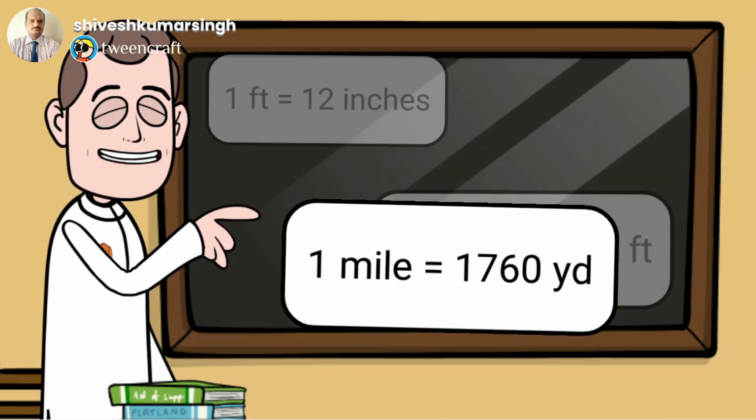Now one more relation in the length is 1 mile is equal to 1760 yards. Okay, here I will tell you one thing, my dear students, that mile is bigger than the kilometer. Okay, that we will discuss in another lesson, but just I thought that I should tell you. So 1 mile is equal to 1760 yards.